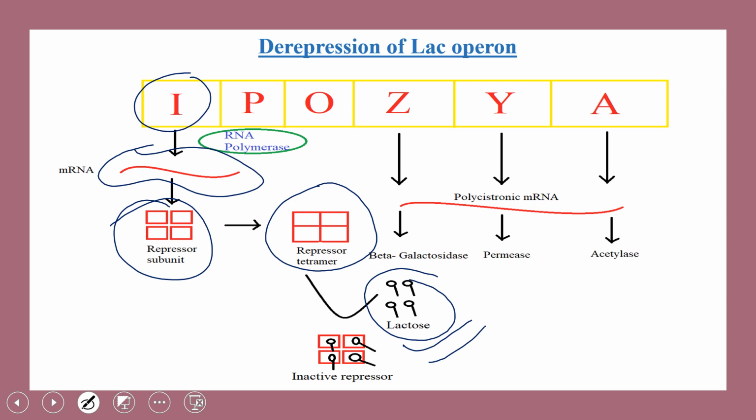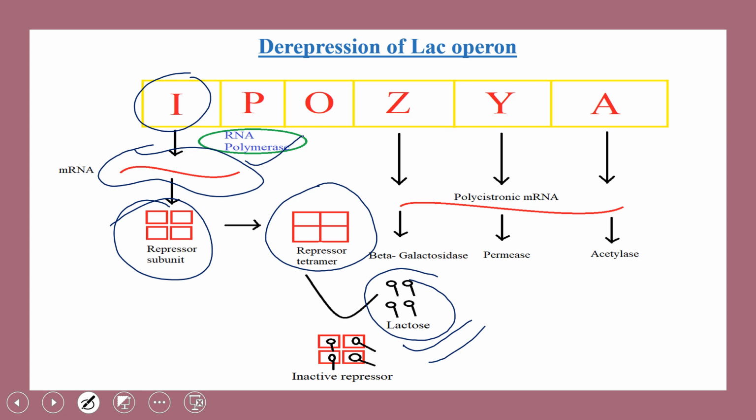So if the repressor tetramers are inactivated, they cannot attach to the operator site. So if the repressor tetramer does not attach to the operator site, then RNA polymerase will bind to the promoter site. Now the RNA polymerase, so this is the polymerase enzyme.